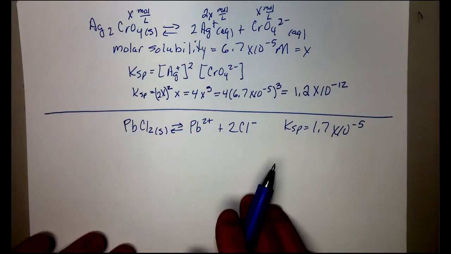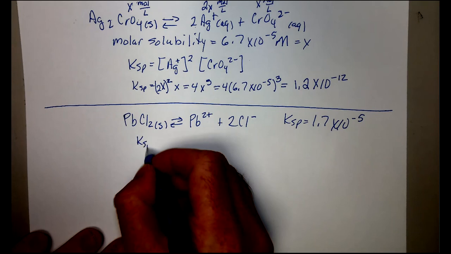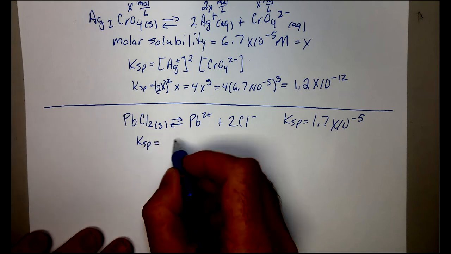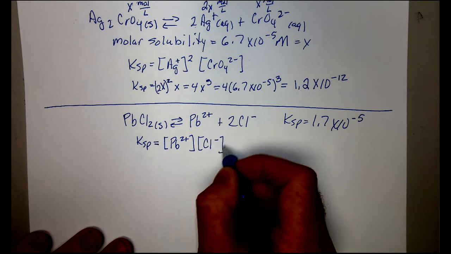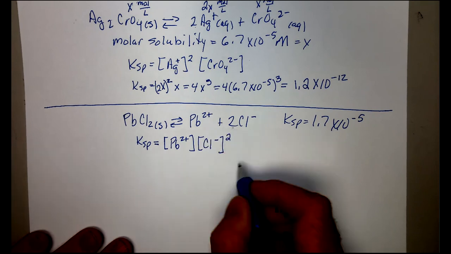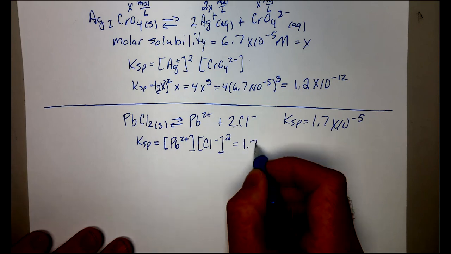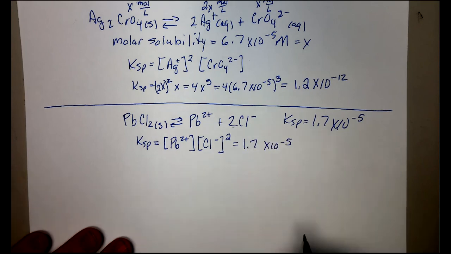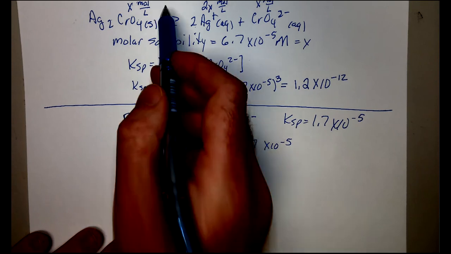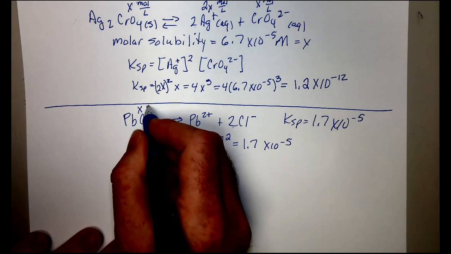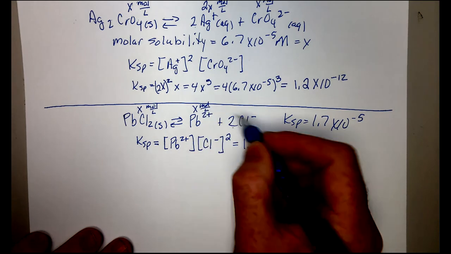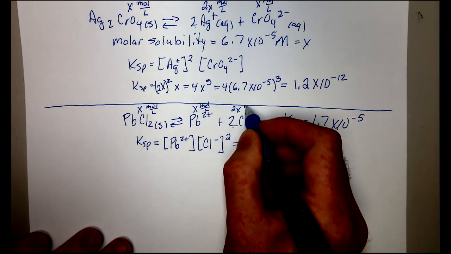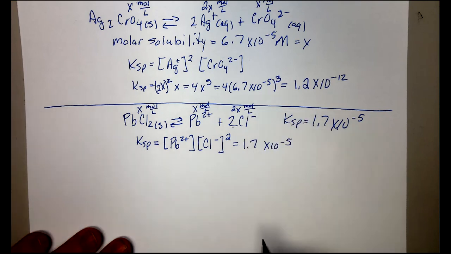So we can see then, if we want to write our Ksp expression, we're going to have our lead 2+ ion and then our chloride ion squared because of the 2 coefficient. And that's going to equal 1.7 times 10 to the negative fifth. Now if I do the same deal I did on the previous problem with the x's, if x moles per liter of this dissolves, then I would get x moles per liter of the lead 2+ ion, and 2x moles per liter of the chloride ion.